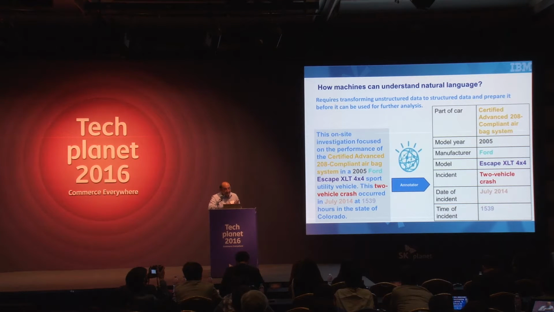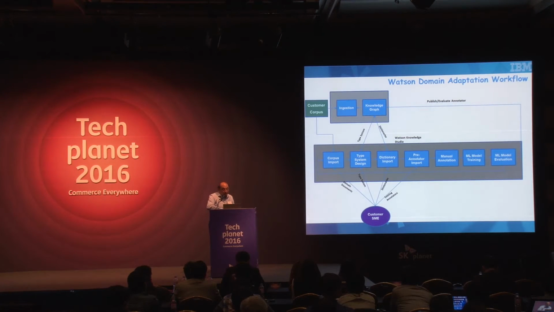So in this case, somebody decided they want the part of the car, the model year of the car, the manufacturer of the car, the model, the type of incident, the date of the incident, and the time of the incident. So these are the pieces of information, or we call them the type systems of entities of interest for the domain that you want to extract. And in this case, I'm showing examples from this particular report what the values will be for the various entities or mention of entities. So once you've designed the type system, you also have to find a corpus where the content is. There is no magic, right? You have to have a corpus where the knowledge resides that you want the Watson system to extract from.